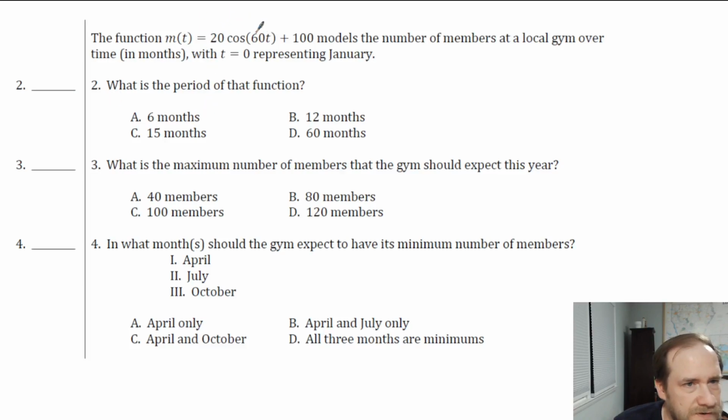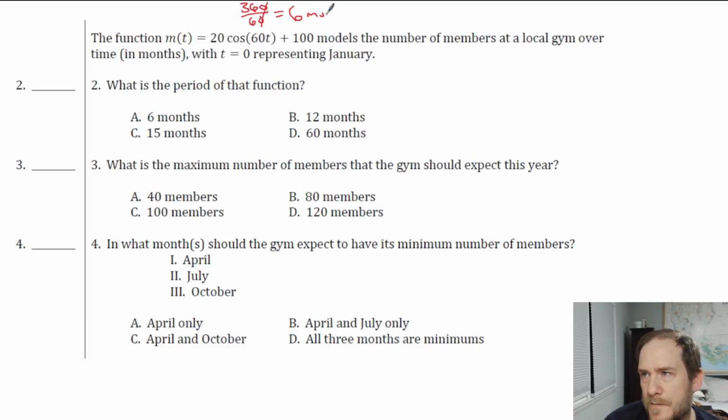Next. I'm giving you a function here, and again, I didn't really proofread this, so the fact that the B value is 60 makes me think that we're in degree mode. So it says, what's the period of this function? Well, if we're in degree mode, you'd be doing 360 divided by 60 to get 6 months. So the period is trying to be that 6 months there, so option A. Obviously, if we were in radian mode, then we'd be doing 2 pi divided by 60 and getting pi over 30, but that doesn't make sense in the context of this problem. We're talking about some number of months going by.